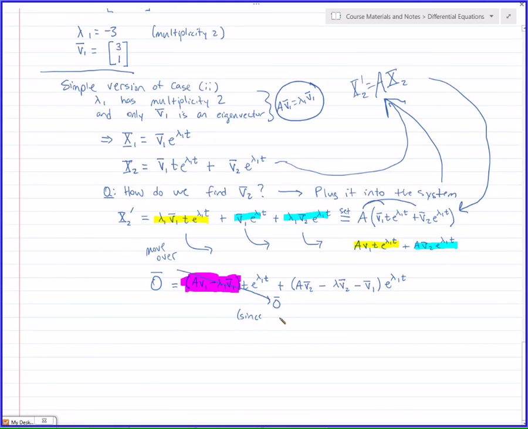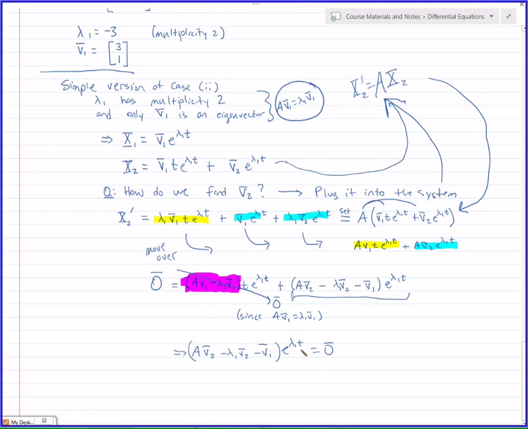Since Av1 equals lambda 1 v1, that's the main property of lambda 1 and v1. So what you end up with now is Av2 minus lambda 1 v2 minus v1, times e to the lambda 1t, has to be the 0 vector. I flipped this equation around, but it's just this guy here equals 0.